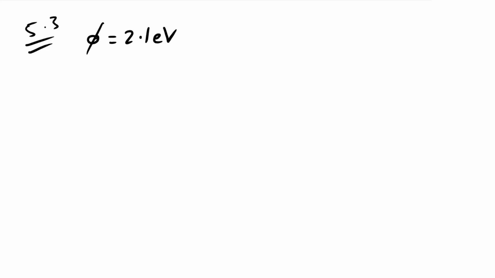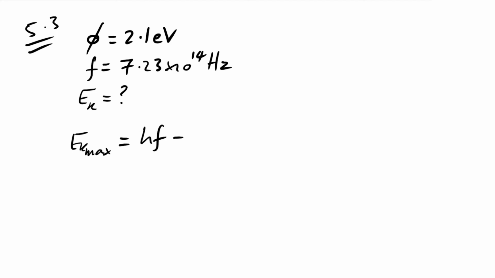Okay, here we go. 5.3. We have the work function of 2.1 electron volts. We might have to turn that into joules in a minute. Don't know quite yet. We'll cross that bridge when we come to it. We have the frequency of 7.23 times 10 to the 14 hertz. And we're being asked to find out the maximum kinetic energy. So our equation is EK max is equal to hf minus phi. We have h, we have f, and we have phi as well. But we are going to have to turn it into joules after all.